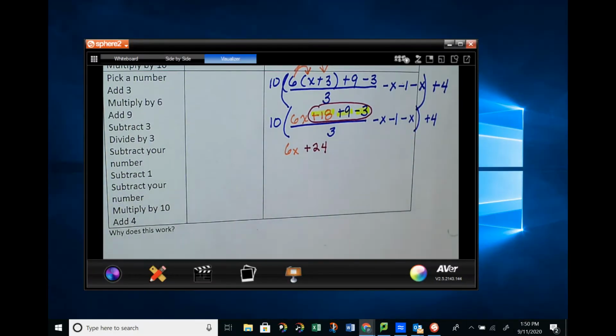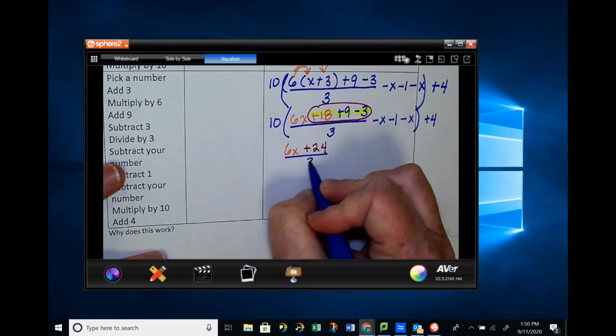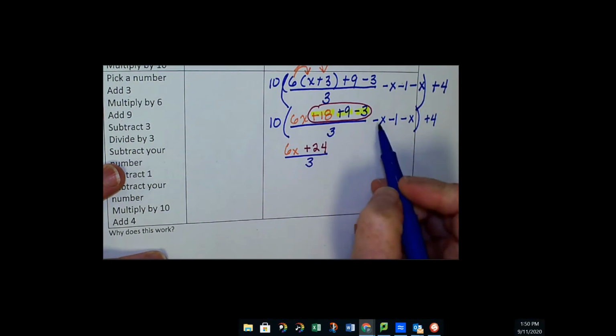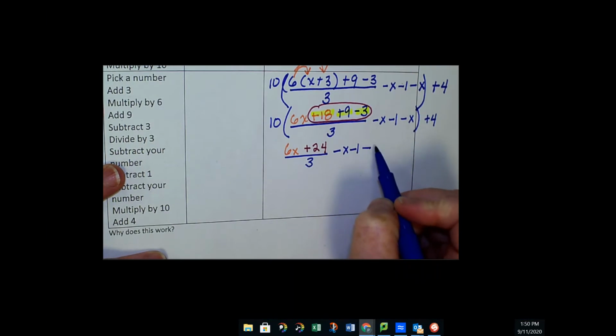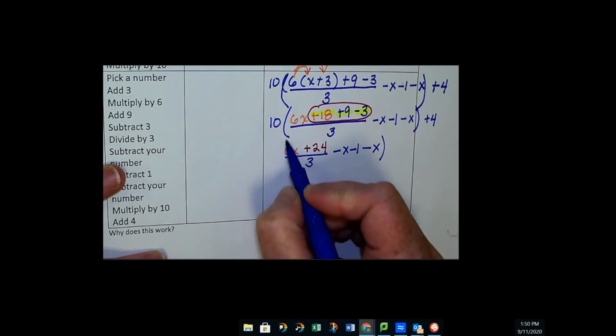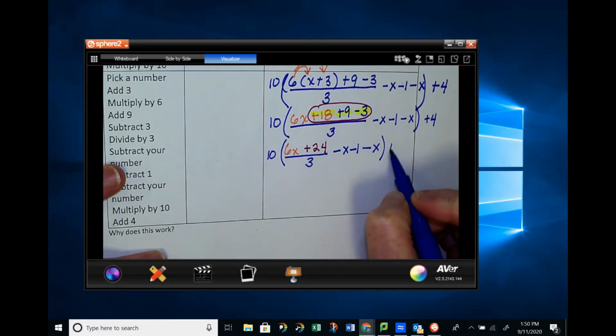So I've done that much. Now I'm still dividing this whole thing by 3. That's all I'm doing, dividing by 3. I'm still subtracting my original number, subtracting 1, my original guess, x. And then I'm multiplying this whole thing by 10, and I'm adding 4.